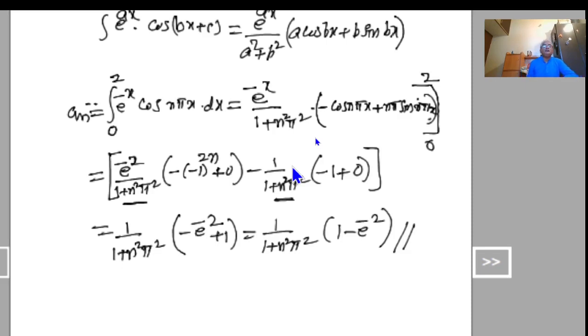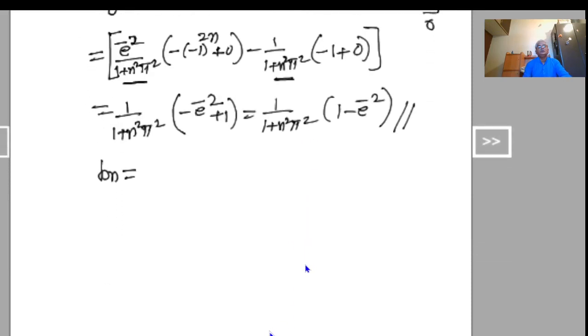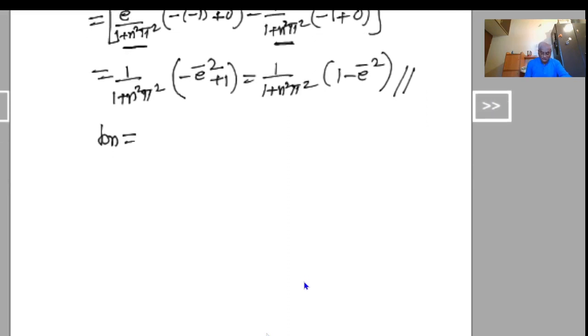Similarly, we find the value of bn. So what is bn here? bn is equal to 1 by L, that is 1, into the integral from 0 to 2L, that is 0 to 2, of f(x), which is e raised to minus x into sine of nπx by L, with L equal to 1, into dx.